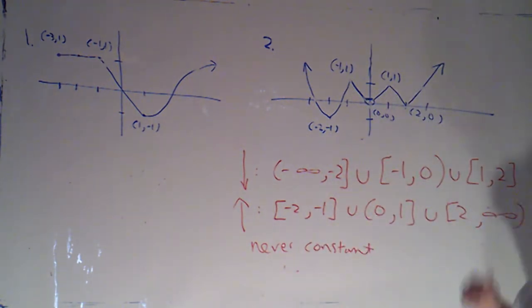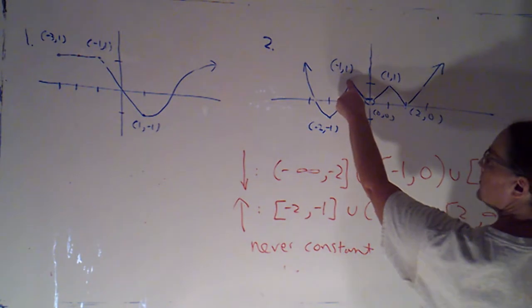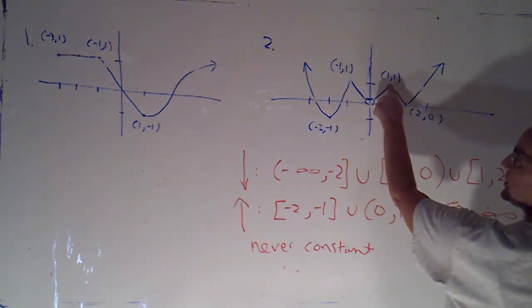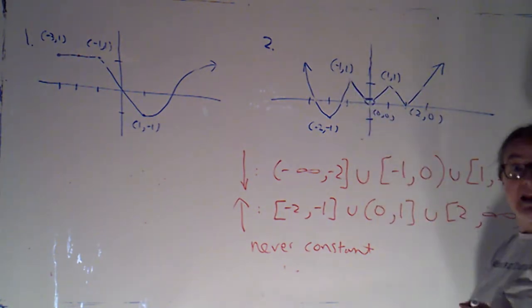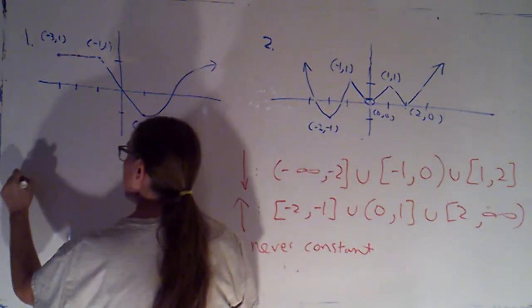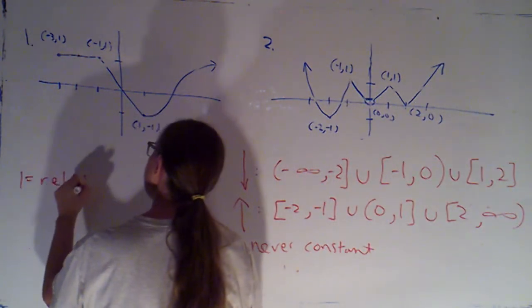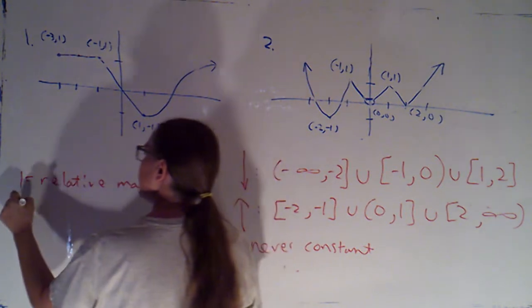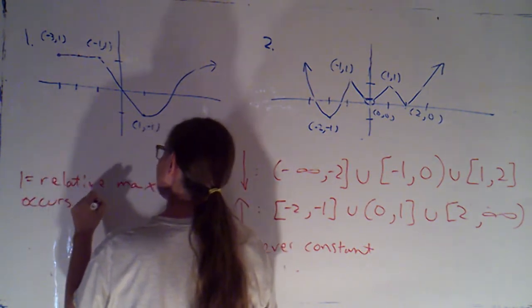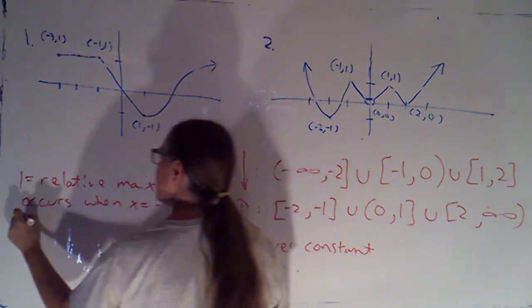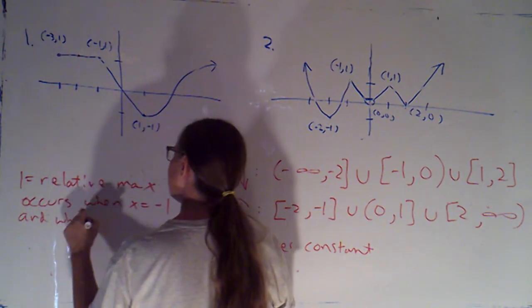Let's look for relative maxes and relative mins. Okay. If I look for relative maxes, it looks like this is a local high point and this is a local high point, and they both have the same y value. So I can say 1 is a relative max, and it occurs at 2 locations, when x equals negative 1 and when x equals 1.